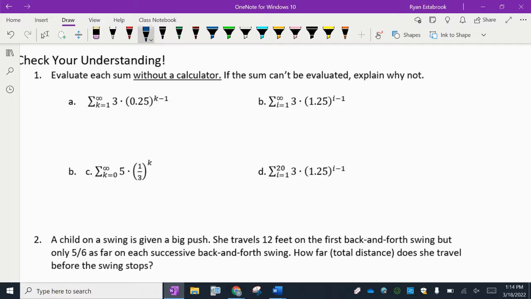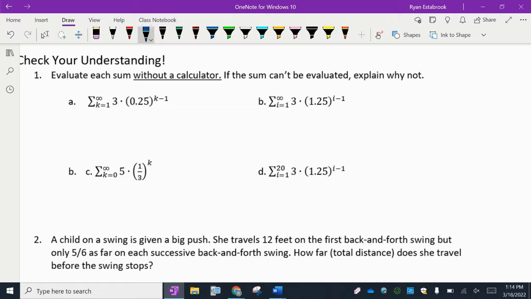So it says, find the sum that k goes from 1 to infinity of 3 times 0.25 to the k minus 1. I know this is a geometric series because our first term, a sub 1, is equal to 3. This 0.25 is our ratio. It's our common ratio raised to the k minus 1. It looks exactly like one of those geometric sequences that we talked about.